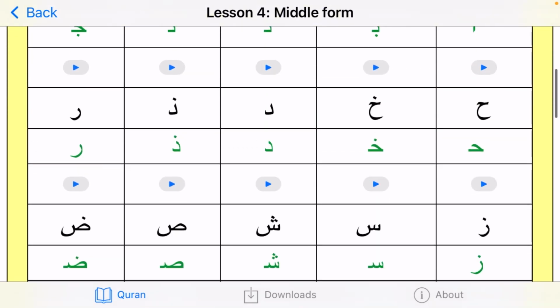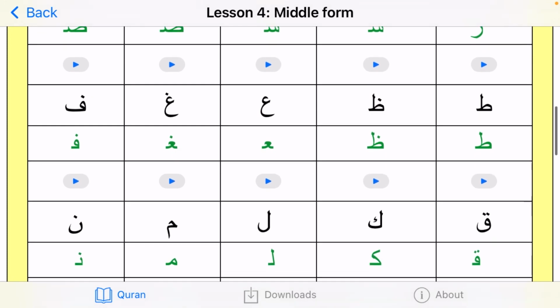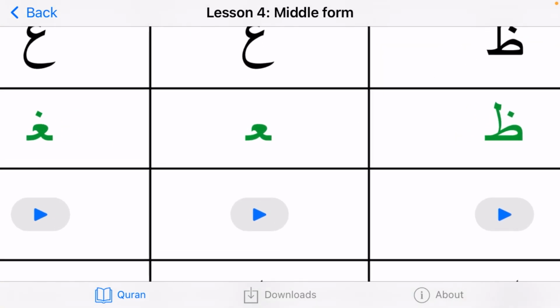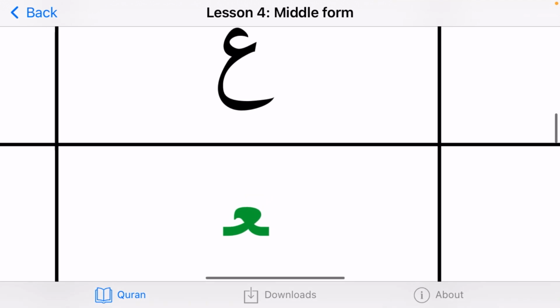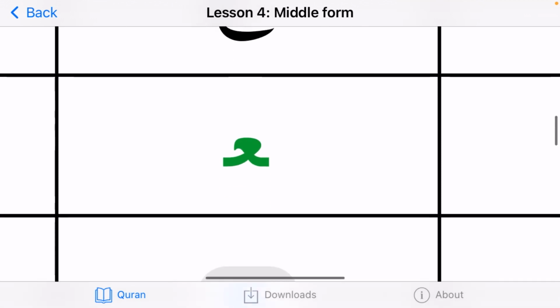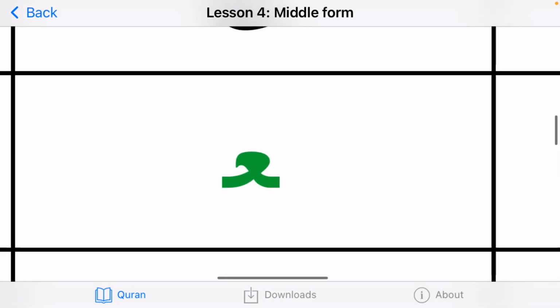I will start with Ain instead of starting from the beginning, because there's something slightly that I want to show you. If you look at Ain, obviously the shape is different. I will come to that later, In Shaa Allah ta'ala. But the only thing I want to show you is the green part here, which is how it looks in the middle form. And I'll go back to the first letters, especially ba, ta, tha.